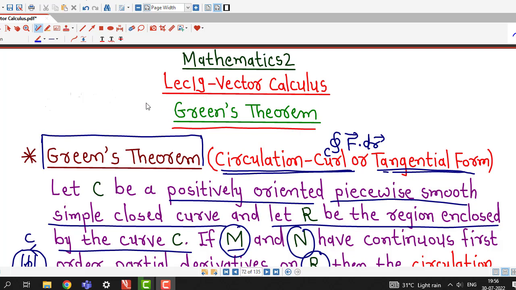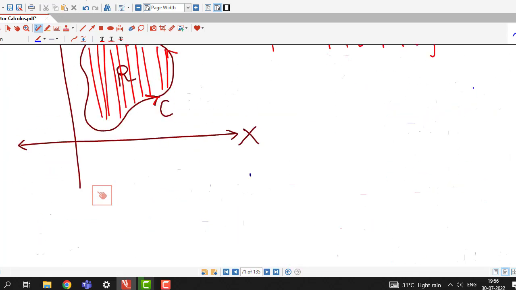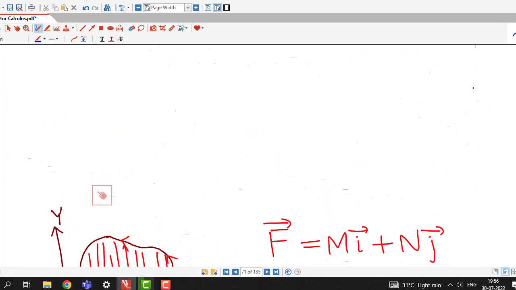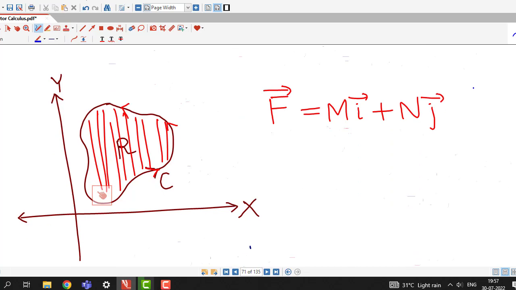In lecture number 18, we discussed the tangential form of Green's theorem, and in this lecture we are going to discuss another form of Green's theorem, which is known as the normal form of Green's theorem. So before going for the normal form, we just recall the tangential form of Green's theorem.